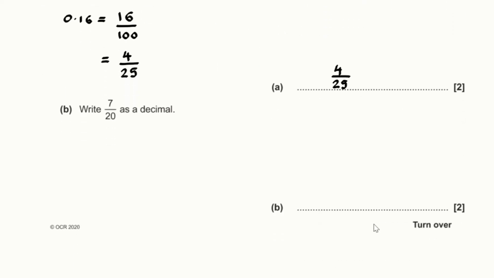And now for part B, we have to write 7 over 20 as a decimal. Well, if I've got 7 over 20, I can rewrite the denominator so it's something over 100. On the top, I need a 35. And what this is the same as is 0.35.